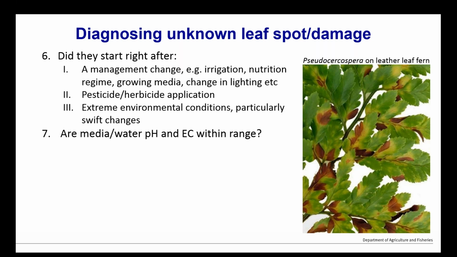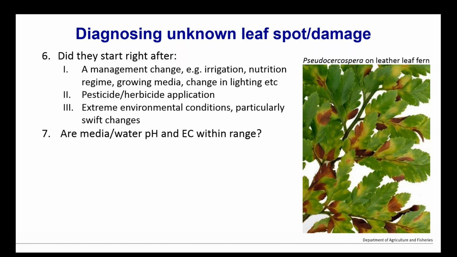And likewise, check your media pH and EC. Now, there have been times we've been with growers and they'll tell us, look, these plants, there's nothing really particularly wrong with them. They're just not vigorous. They're not growing right. And we look at them, look at the leaves, look at the roots, they're all healthy. Look at the vascular tissue, it's healthy.